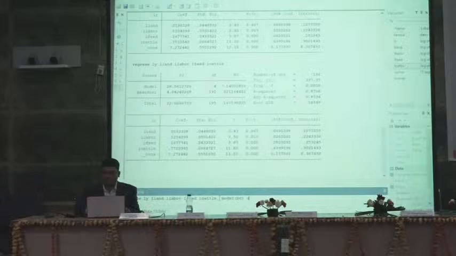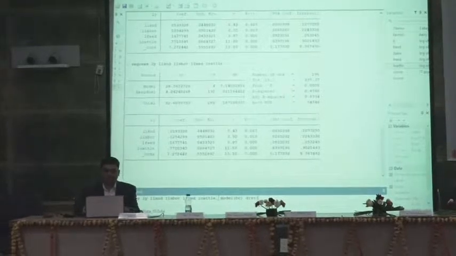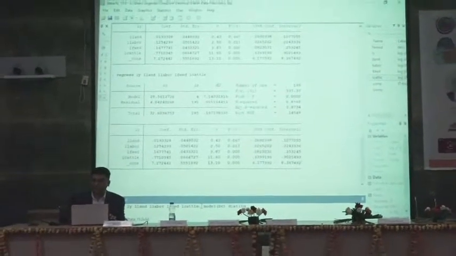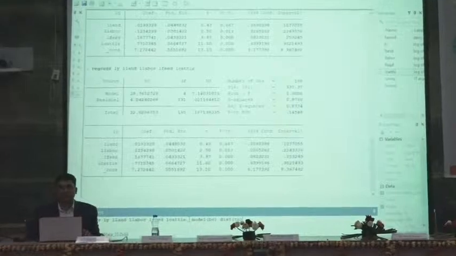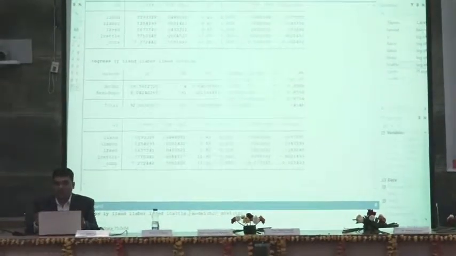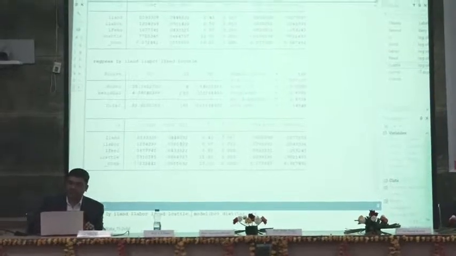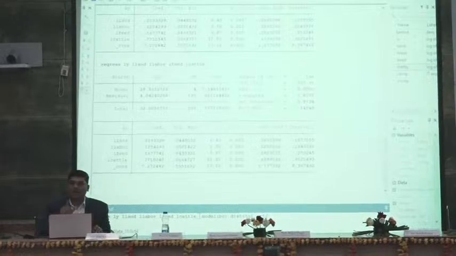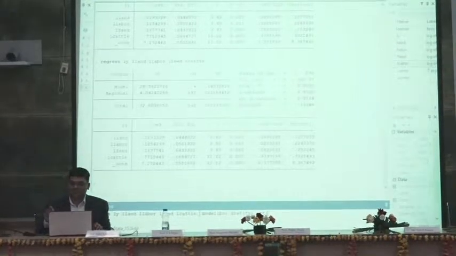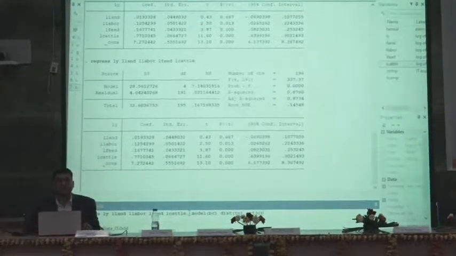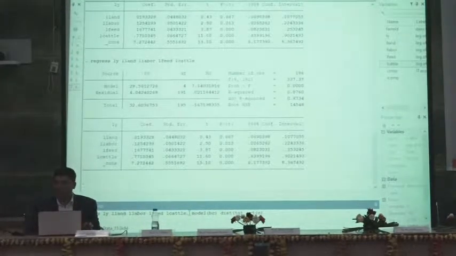Then dist. The dist command is used for the distribution. So say truncated normal distribution we are using. The next is ORT. ORT means orientation. Orientation is output, because we are interested in finding the output oriented inefficiency. So you have to use O, O for output oriented inefficiency.